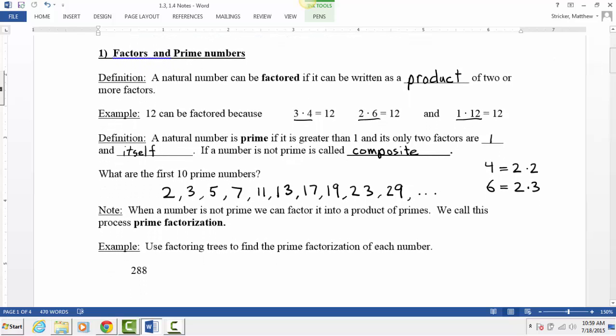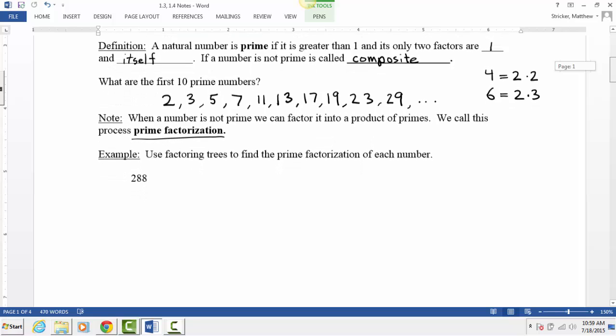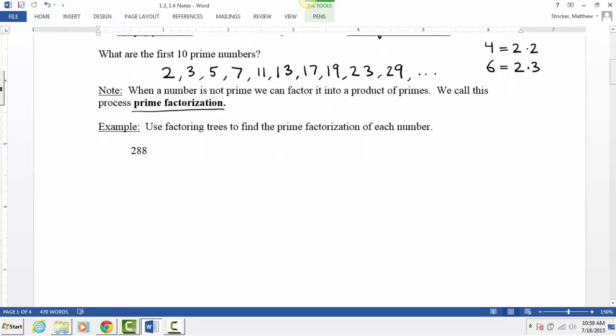Okay, so then we have this little note here. It says when a number is not prime, we can factor it into a product of all prime numbers. We call this its prime factorization. And the primary way that we see people write out a prime factorization is by using factoring trees, although there are other ways. So a factoring tree, hopefully you've seen this before, you just basically break a number down into its prime factors. So let's go ahead and do that.